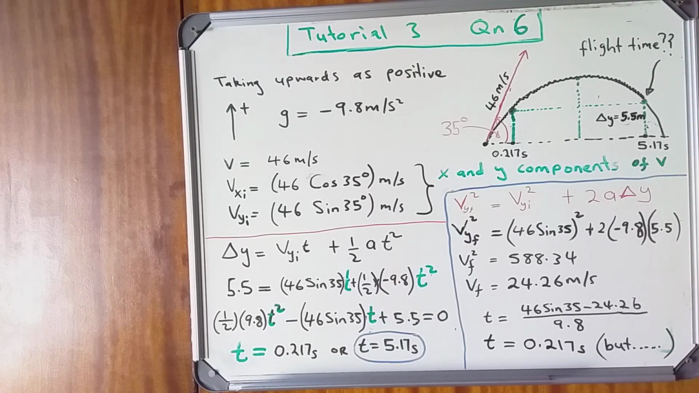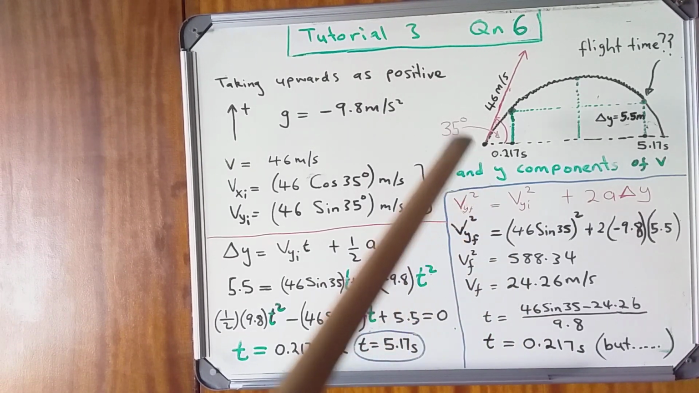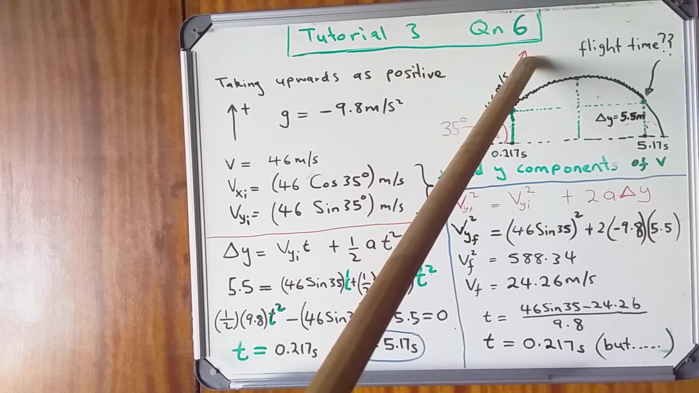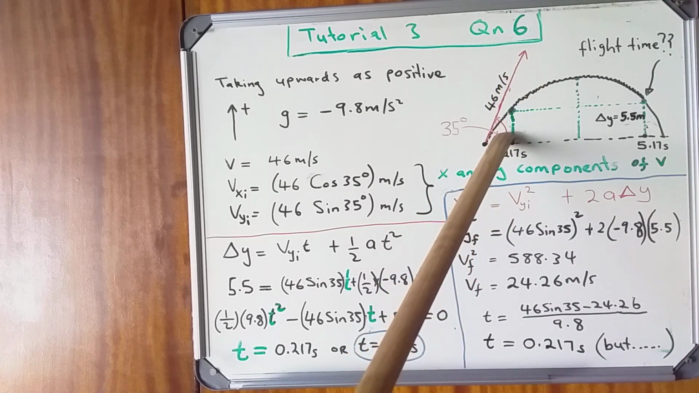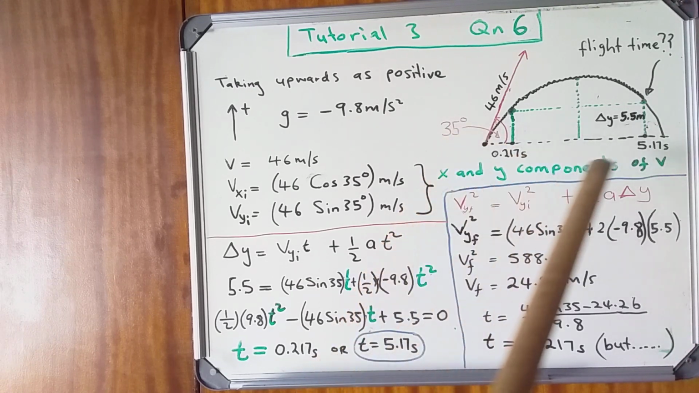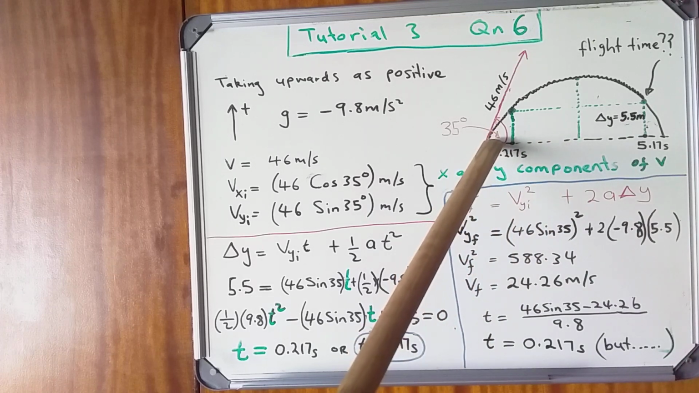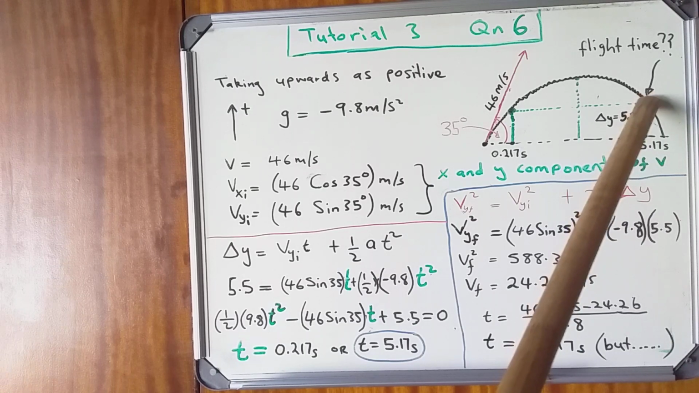So okay guys, we are going to continue from where we left. All right, so in this question, tutorial 3, question number 6, we were told that the initial velocity is 46 meters per second and the angle is 35 degrees. So we want to calculate the time it took, the flight time until it reached here.